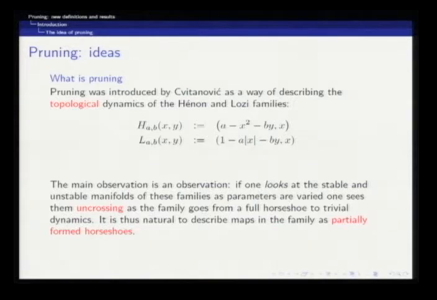The main observation of Cvitanović's, which I hope to show here in a second, is an observation, meaning that you observe something. What you observe is you just look at the Henon family, you make the parameters vary, and then you see things. And what do you see? If you draw the right thing, so if you draw stable and unstable manifolds, what you see as you vary the parameter, and you'll see it here too, is that these things uncross. So let me show.